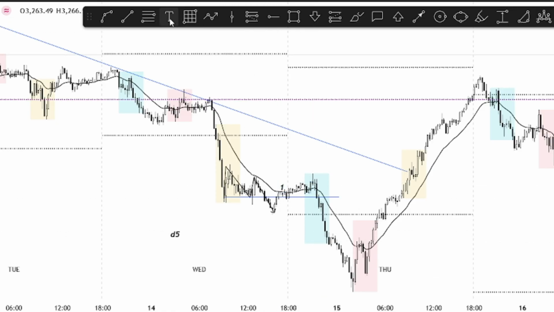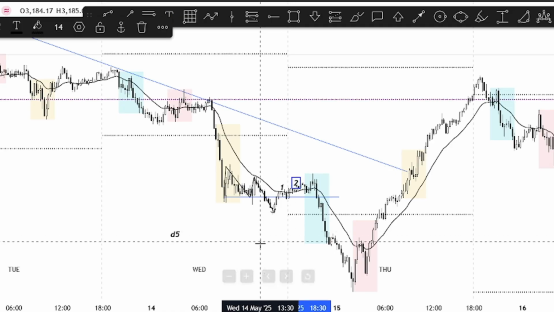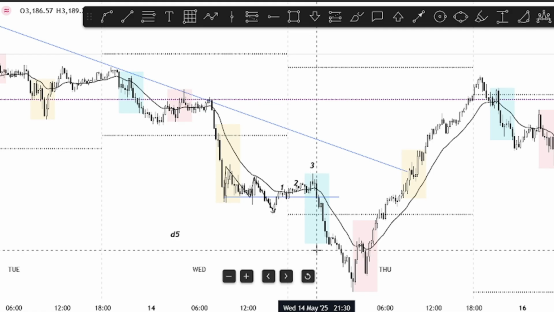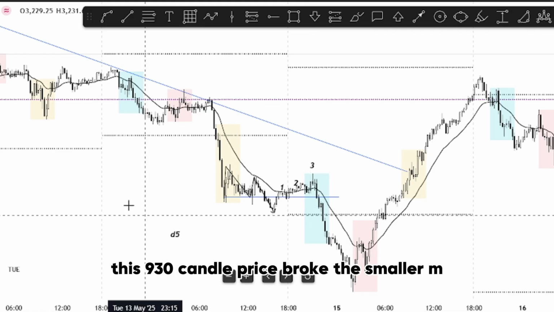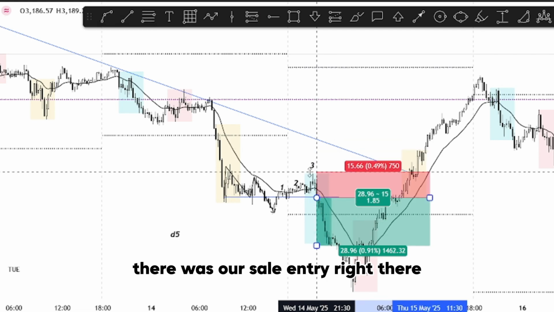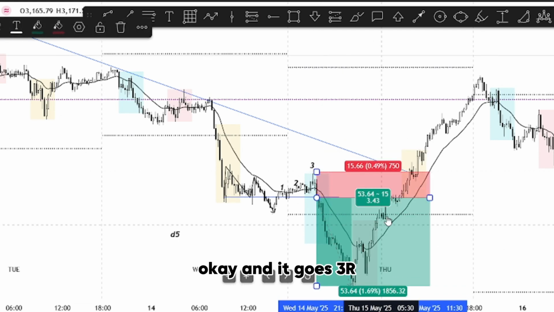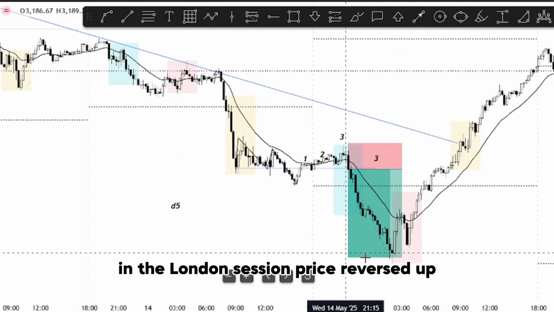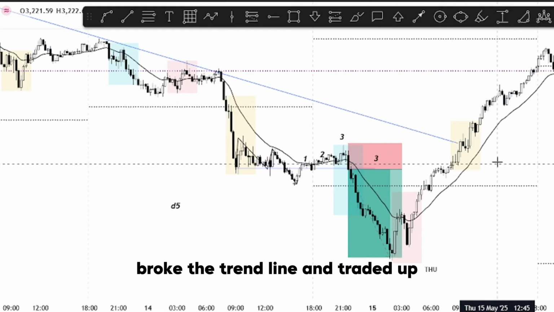1, 2, and 3. In this 9:30 candle, price broke the smaller end. There was our sell entry right there, and it goes 3R. And after that, in the London session, price reversed up, broke the trend line and traded up.